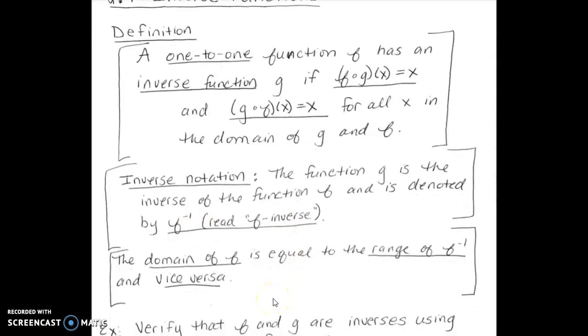Also part of what happens in the definition of an inverse, the domain of f is equal to the range of f inverse and vice versa, because essentially what's happening is you're reversing the roles of x and y. In the function f, when you change the x's to be the y values and you change the y's to be the x values, you have the inverse function.